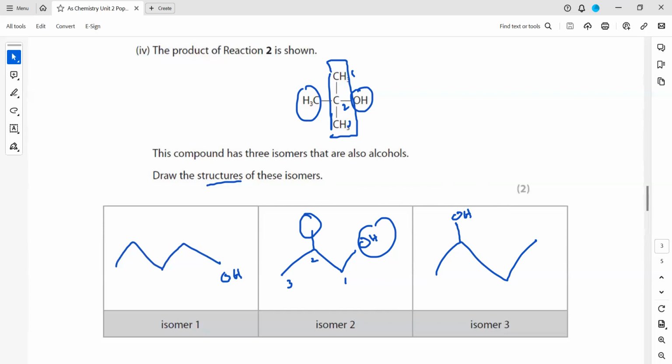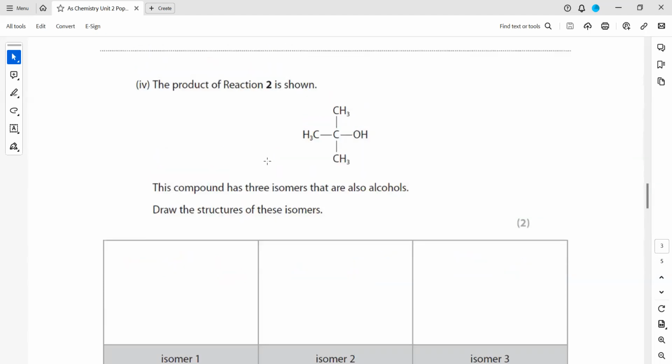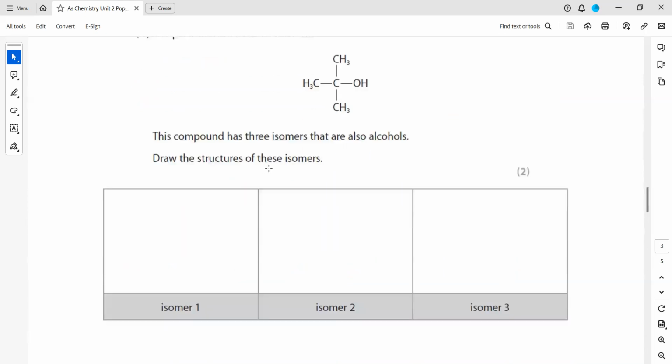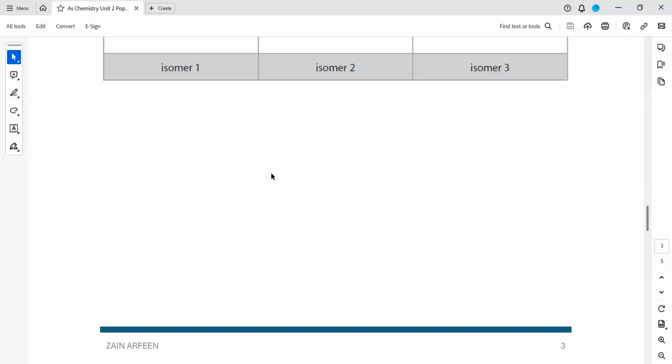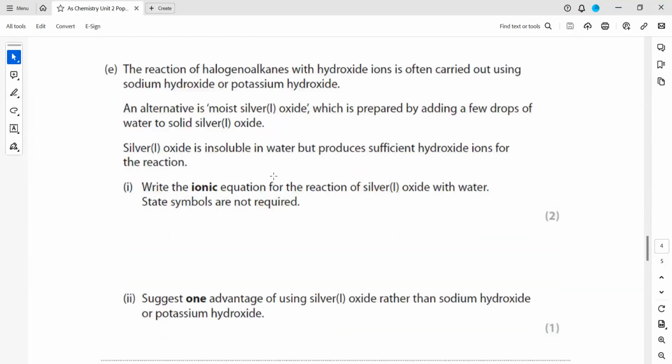Yeah, this will be correct. If you draw the displayed formula, that will be fine, because in the question they did not specify that. They just mentioned draw the structure. They did not say draw the skeletal. So it's fine if you show the displayed formula. Skeletal formulas are important, though. Usually in the exam, they ask for a skeletal formula.